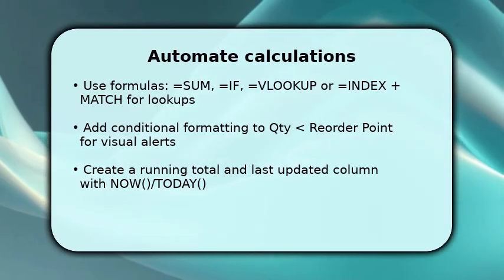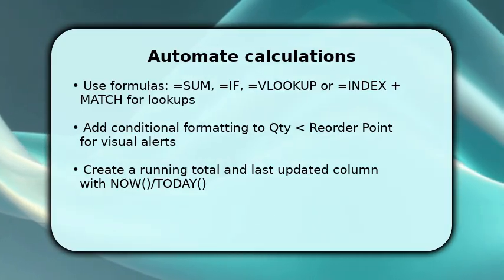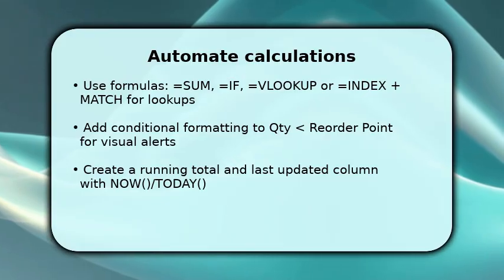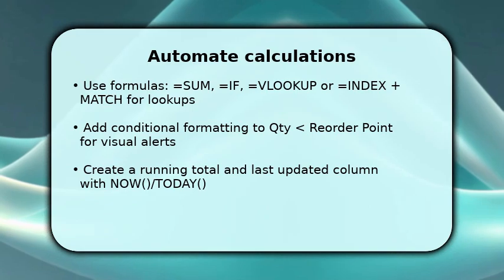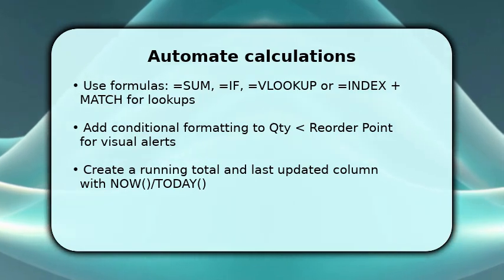Apply conditional formatting so any QTY below reorder point highlights red, making shortages visible at a glance. Also include a last updated column using TODAY or NOW so you and others know how fresh the data is.